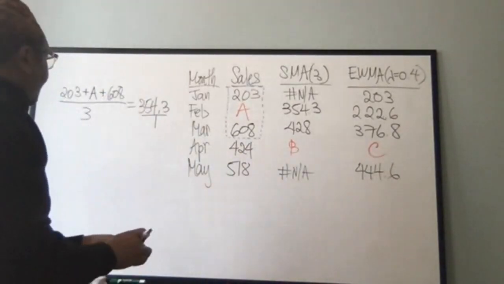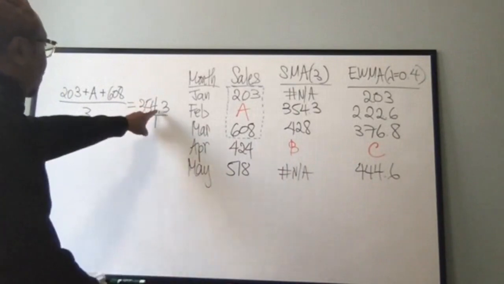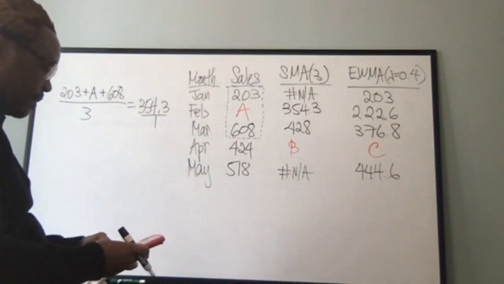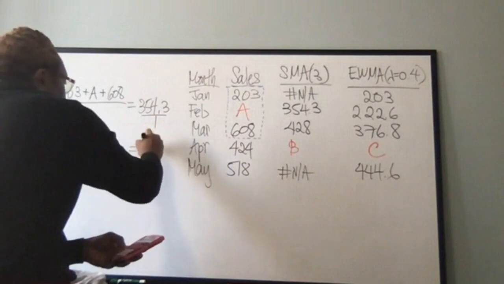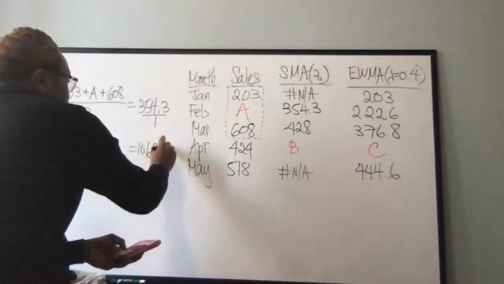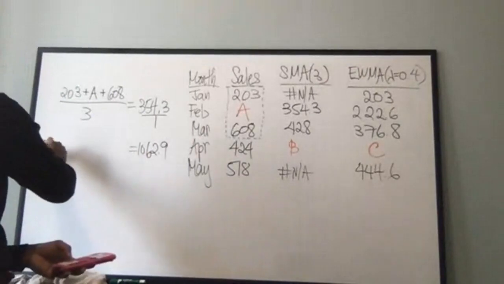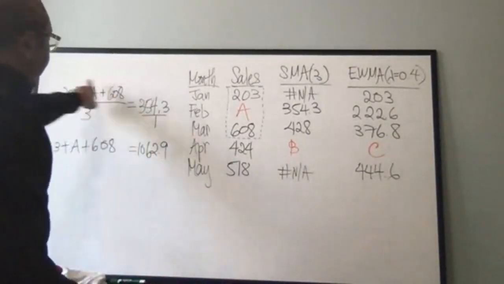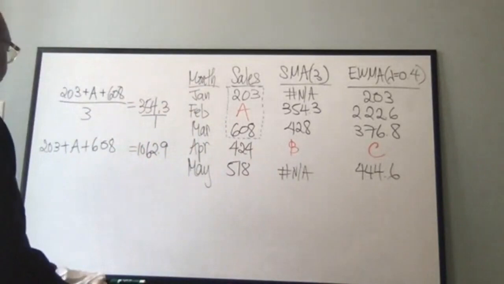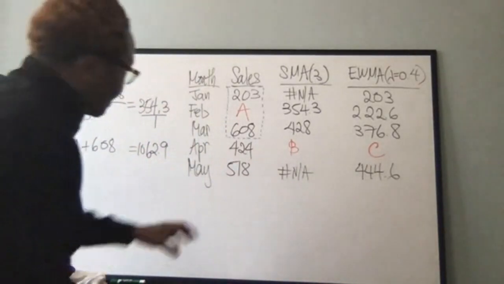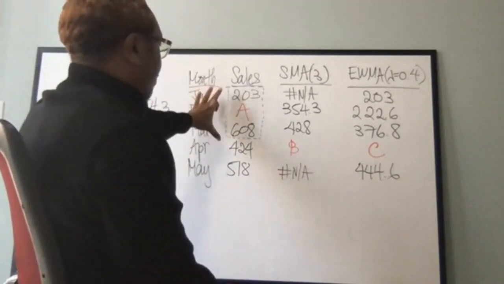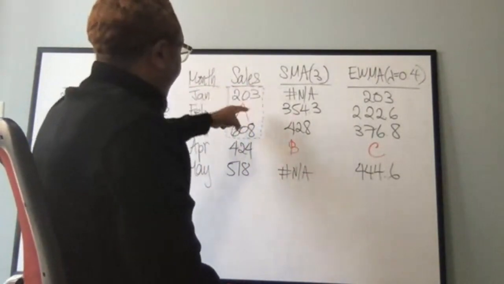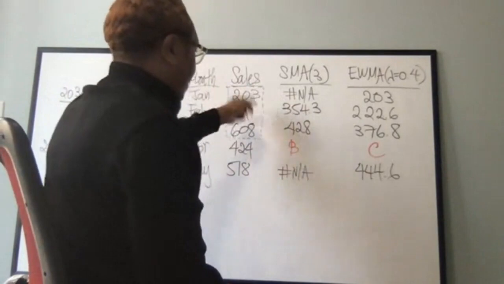Now I can cross multiply. So I have 354.3 times 3. Let's see what that is. 354.3 times 3 is 1062.9. And then over here you just have 203 plus A plus 608, right? So you cross multiply this and then cross multiply this right here. Is everybody okay with where the initial part came from? You take the first 3 values here, and that gives you that answer in the middle of that window right there.